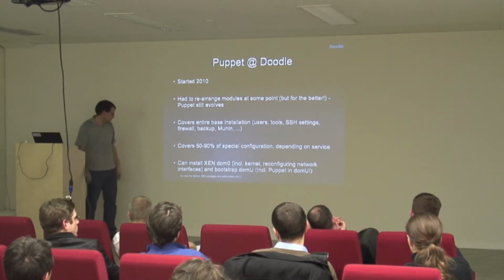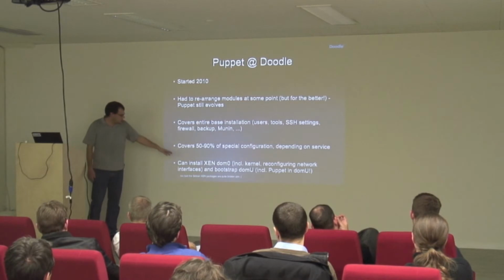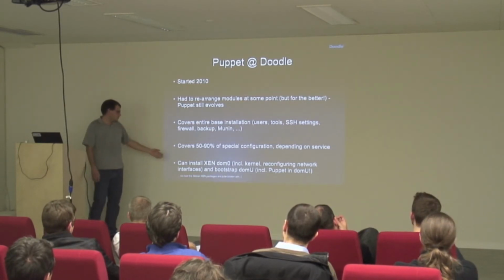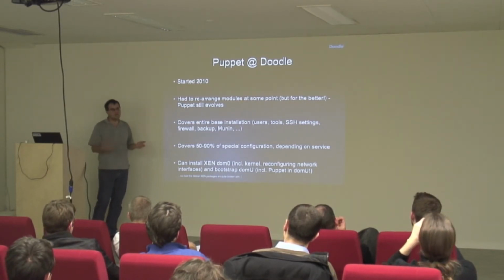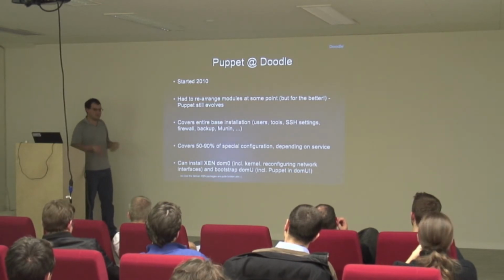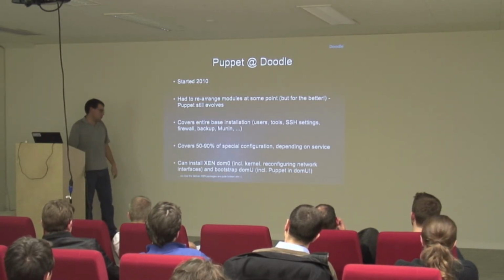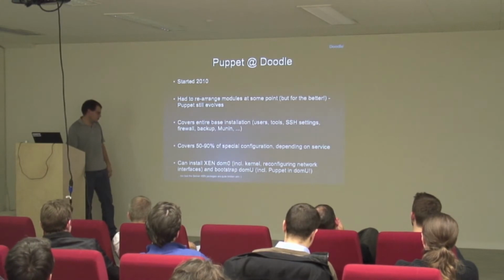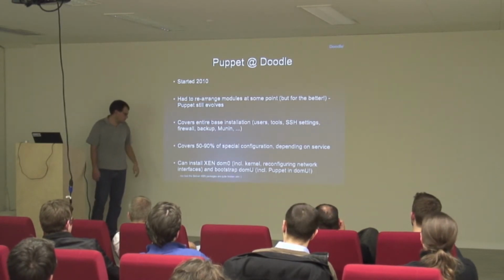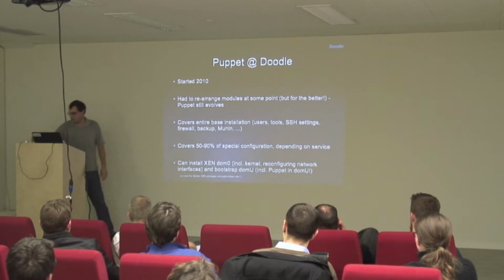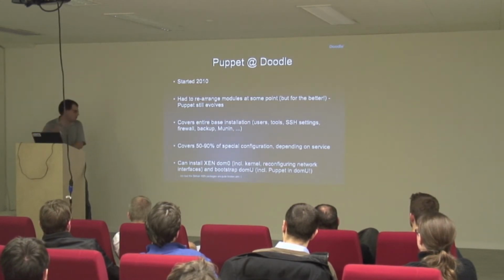And well, as I showed you, a nice feature, for instance, is that Puppet can install the whole Xen Dom0 server and then some virtual machines. Unfortunately, I cannot show you that because the Debian Xen packages are a bit broken at the moment, and it doesn't really work the way it used to work a few months ago.